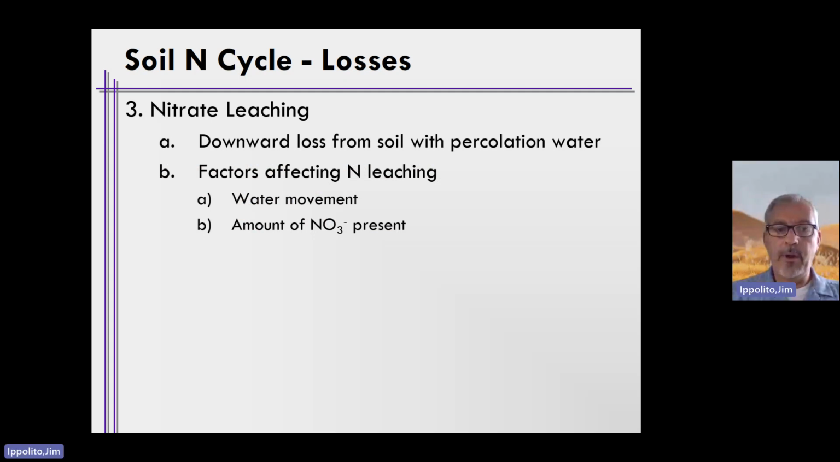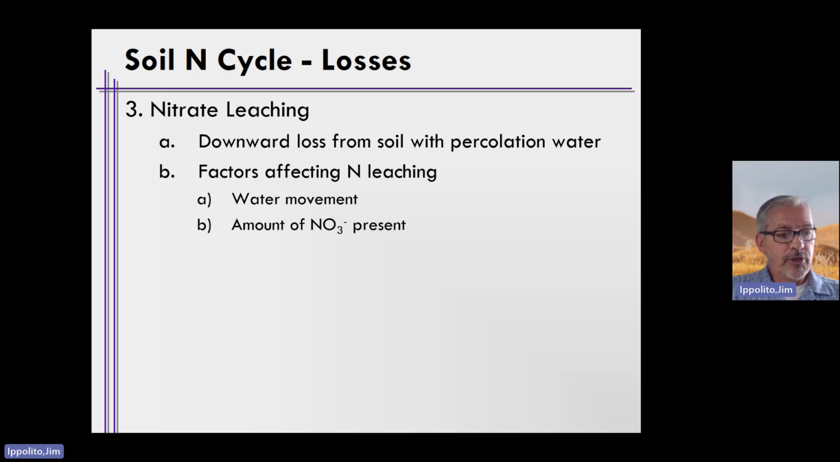Another means by which nitrogen can be lost from soils is due to leaching. And leaching is simply the downward movement of nitrate through the profile with the water movement through the profile, or percolation of water. So the factors that affect nitrogen leaching or nitrate leaching are water movement, right? You need to have water movement through the soil and the amount of nitrate present. Kind of a no-brainer, right?